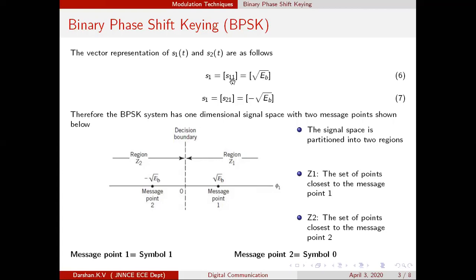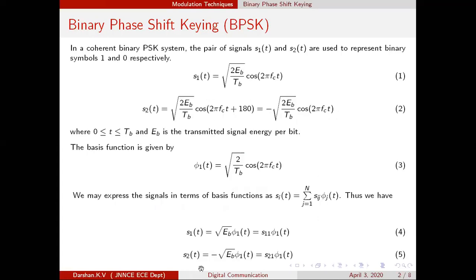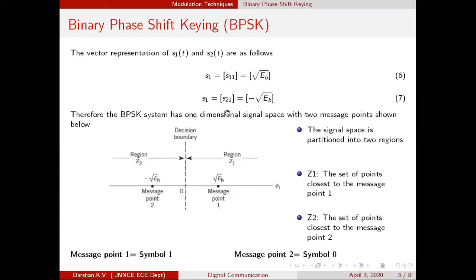The dimension of this vector is 1, because you are having only one basis function. Similarly, if you write the vector representation for S2, you extract the coefficient of the basis function, S21. So write this S21, and you know the values of S11 and S21. That has been written.